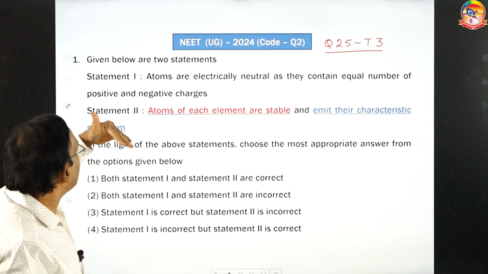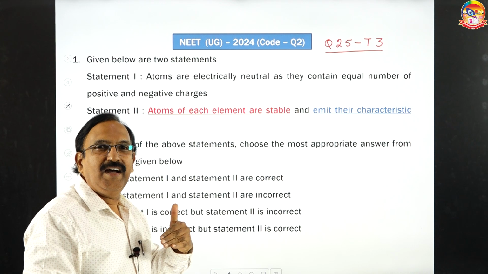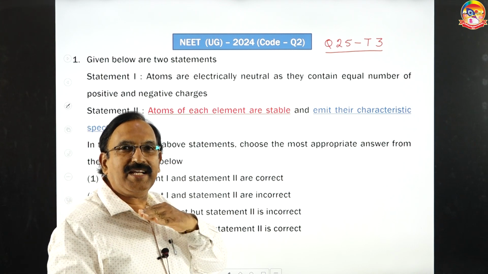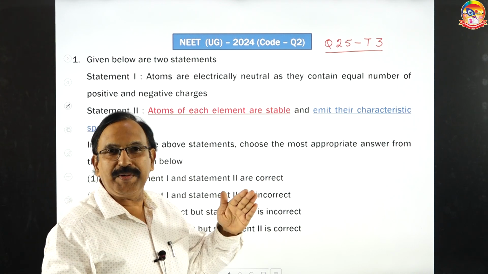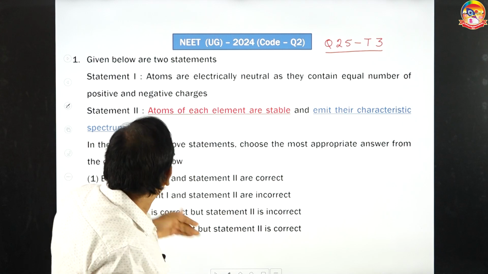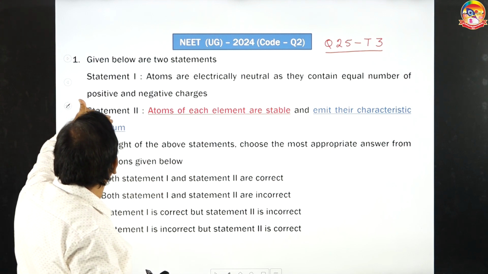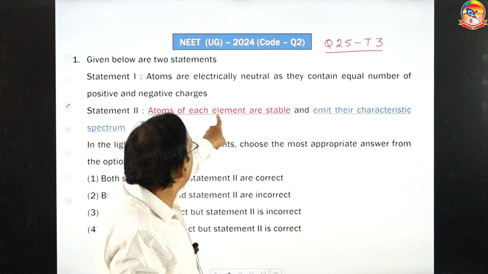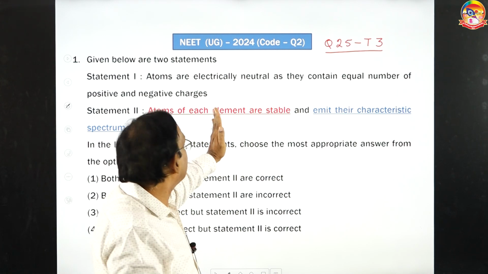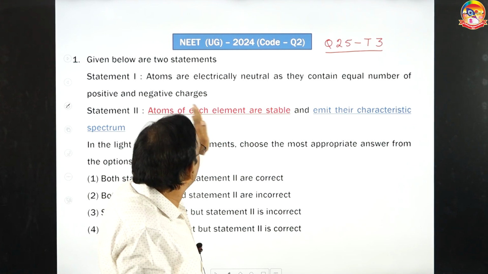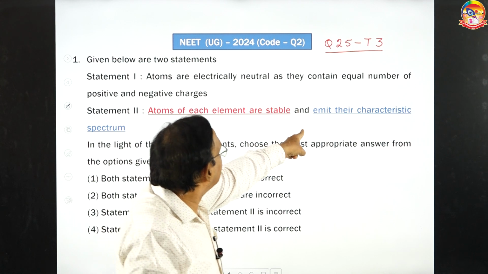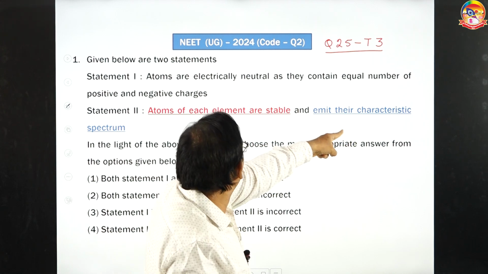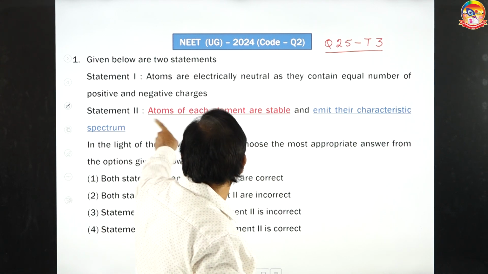As far as statement 1 is concerned, it is undoubtedly a perfectly correct statement, with no ambiguity at all. Now the question has a second statement which has two parts. Atoms of each element are stable, let us call it the first part of statement 2, and this is the second half of the statement: the atoms emit their characteristic spectrum.